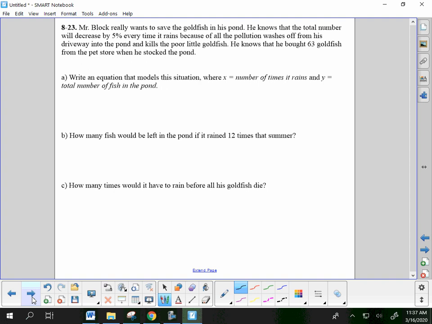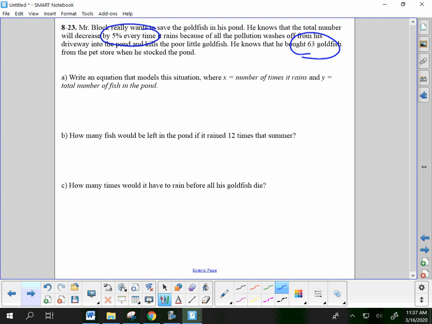That was an exponential increase, and now we're going to talk about an exponential decrease. So this problem is looking at Mr. Block. He really wants to save the goldfish in his pond. He knows that the total number will decrease by 5% every time it rains because of all the pollution. He knows that he bought 63 goldfish from the pet store when he stocked the pond.